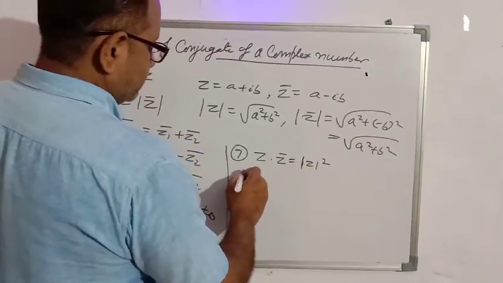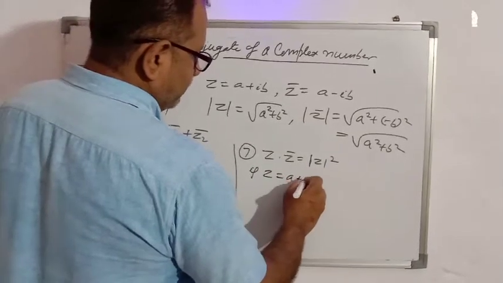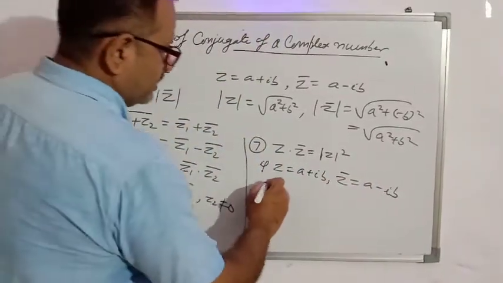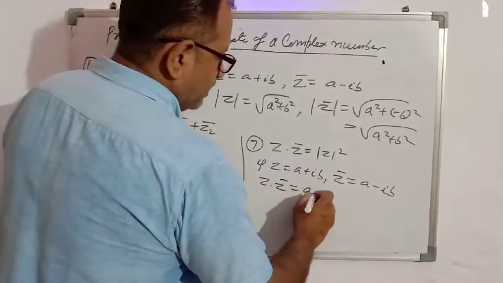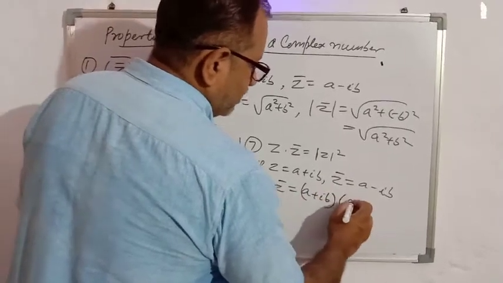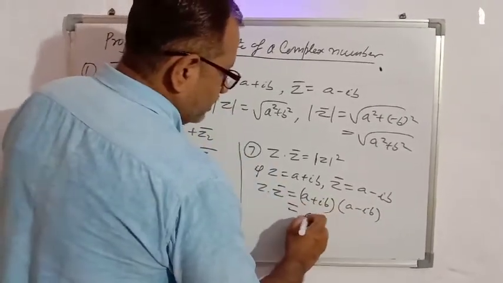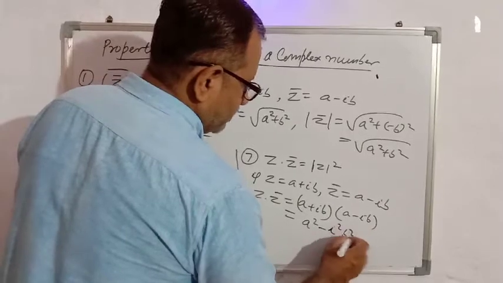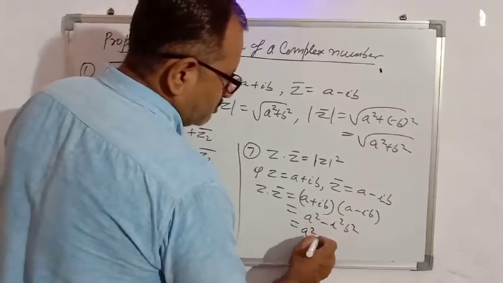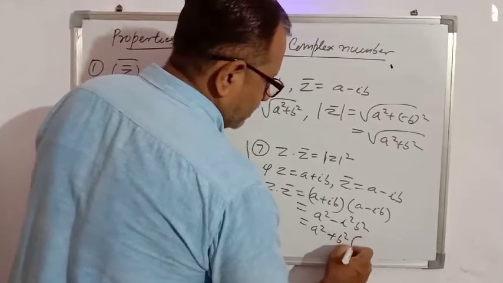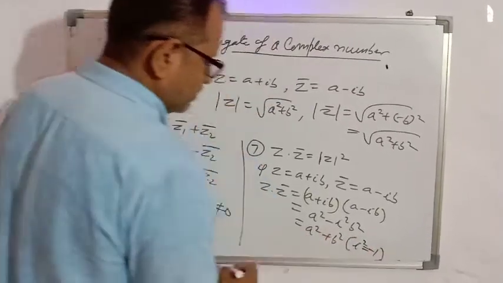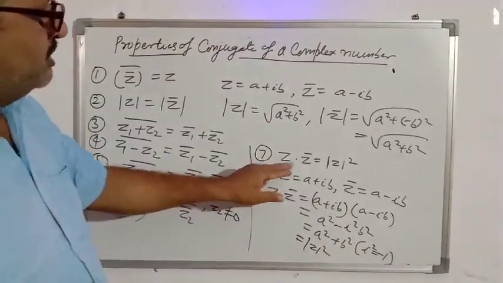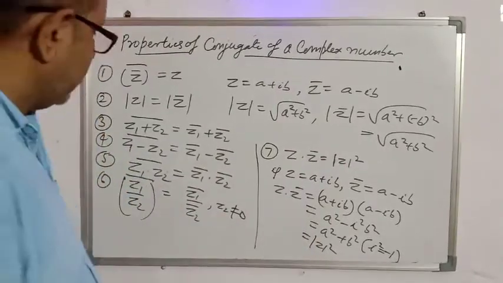We can check it. If z is equal to a plus ib, z bar will be a minus ib. So z into z bar is a plus ib into a minus ib, which is a square minus b square i square. Since i square is minus 1, it becomes a square plus b square, which is mod of z square. So z into z bar we can write as mod of z square.